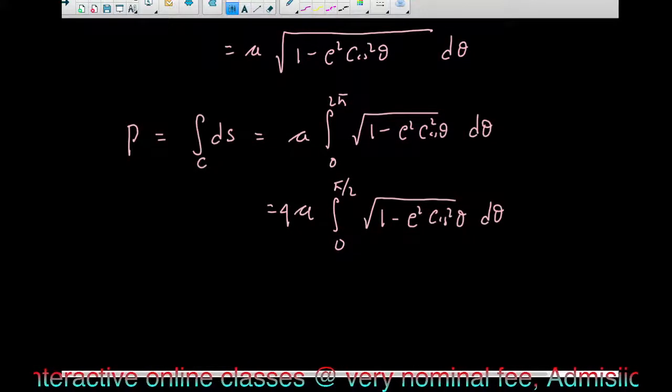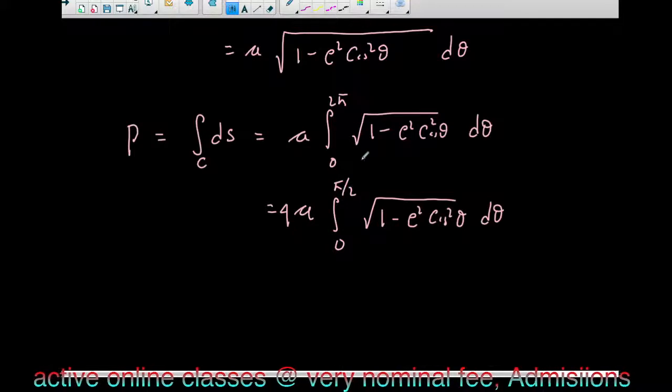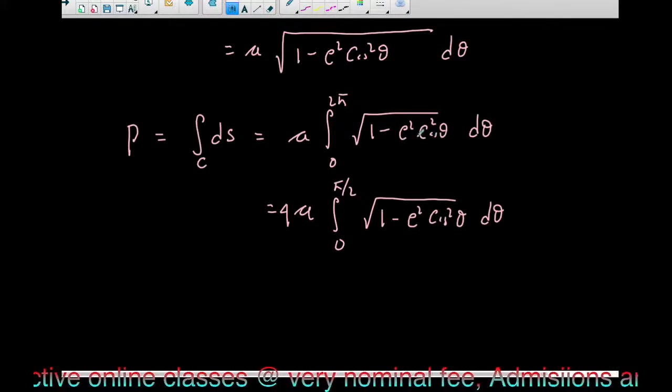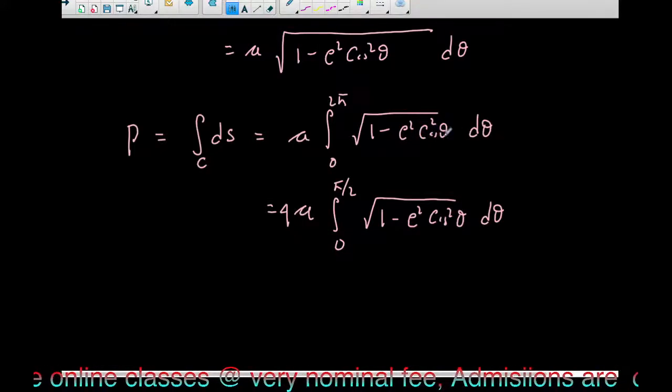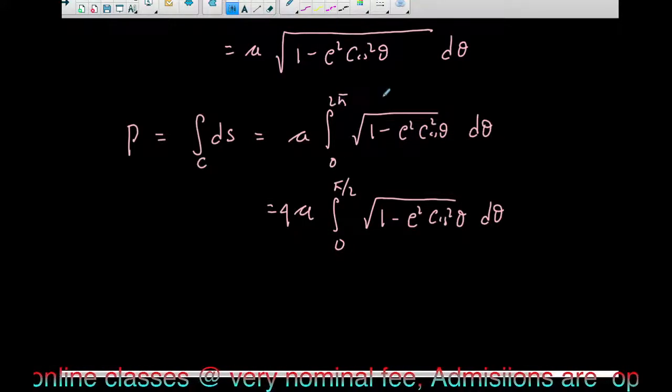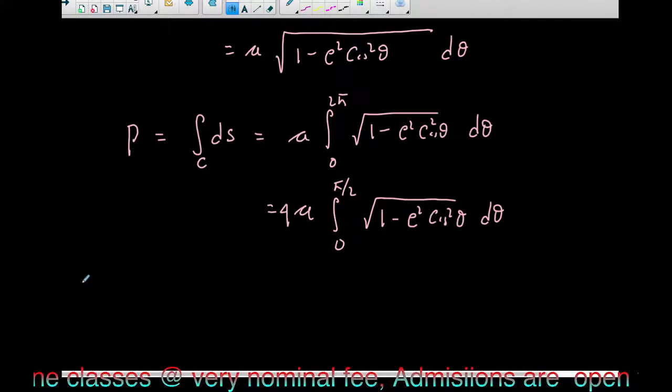Yes, are you getting? Why 4 times of 0 to pi by 2? Although you can apply definite integration properties here, with this cos square theta it will be the even function property: integral 0 to 2a of f(x) dx is twice the integral 0 to a of f(x) dx. Are you getting? What is the property?